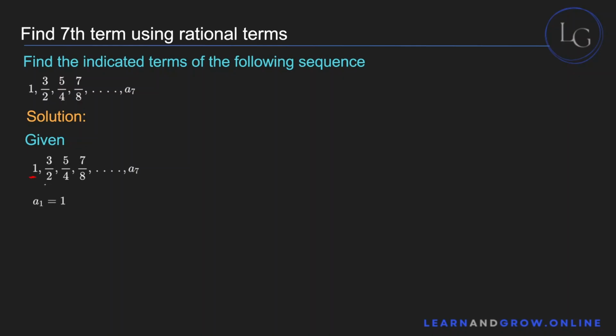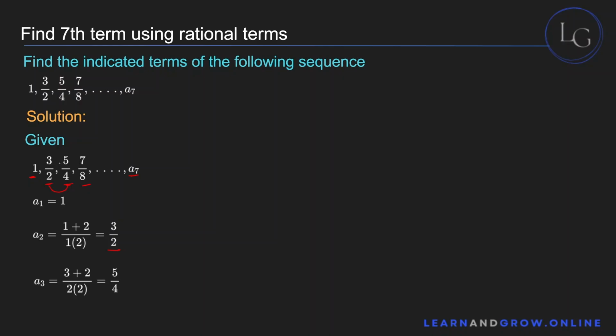We have A1 is 1, A2 is 3 by 2, A3 is 5 by 4, and A4 is 7 by 8, and we have to find A7. So A1 is given to us, and A2 is 3 by 2. Well, obviously, it will be something like this. 1 plus 2 will give you 3, and 1 into 2 will give you 2. So that's how you get 3 by 2. Now we have to go from 3 by 2 to 5 by 4. Well, 3 plus 2 will give you 5, and 2 into 2 will give you 4.